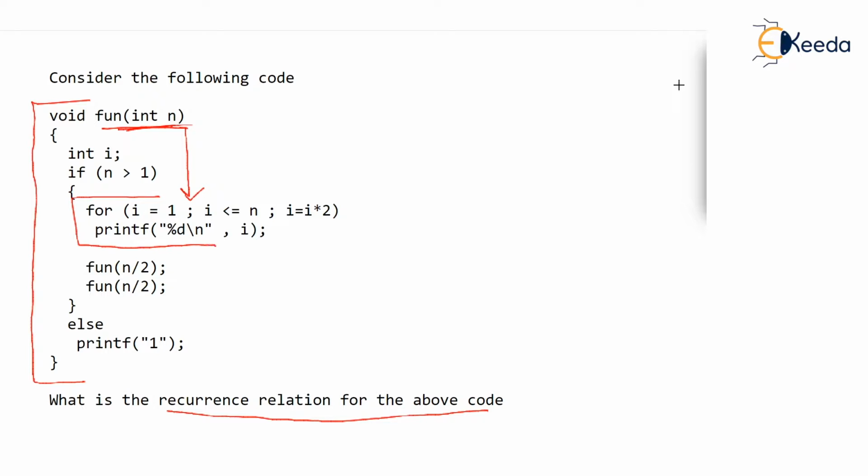loop which runs i from 1 to n, but each time i is multiplied by 2. Now you very well know from the earlier video that this loop is going to run the operation log of n to the base 2 times. And then there are two recursive calls. After this work getting done, there are two recursive calls. So fun calls itself with n by 2, and again fun calls itself with n by 2.